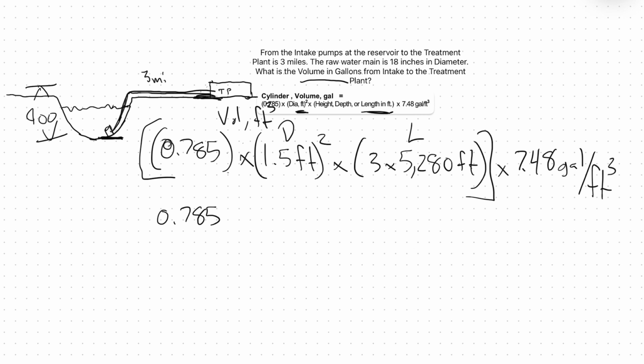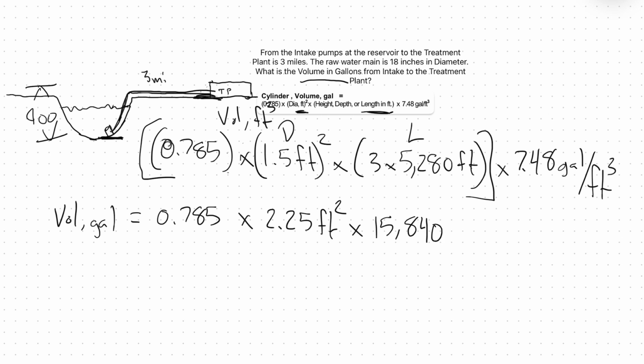So we have our volume in gallons equals 0.785 times 1.5 times 1.5, which is 2.25 feet squared, times 3 times 5,280 feet. That equals 15,840 feet times 7.48 gallons per cubic foot. So we have feet squared here times feet. That gives us feet cubed.